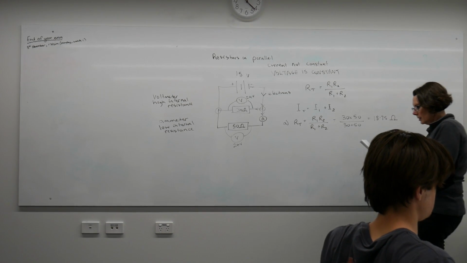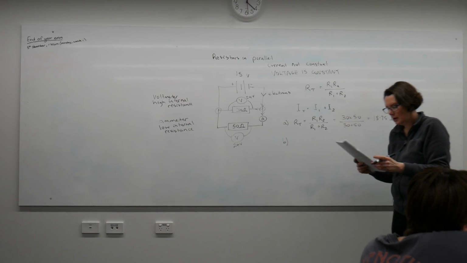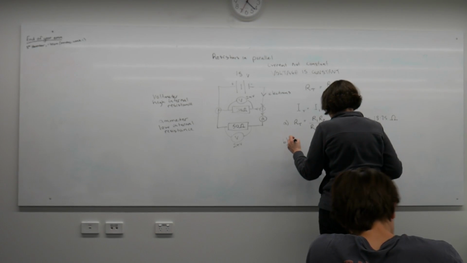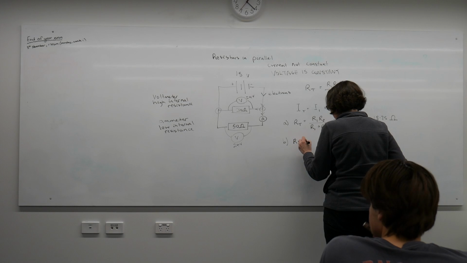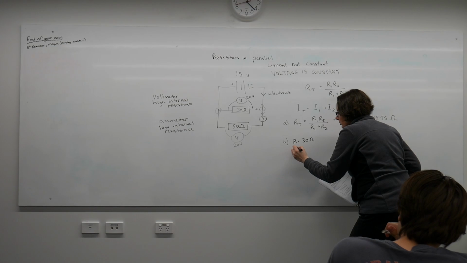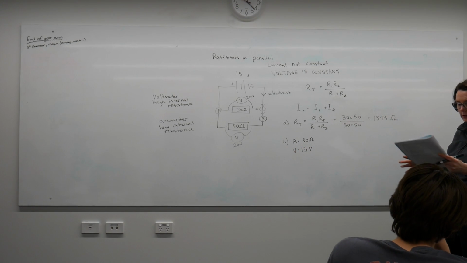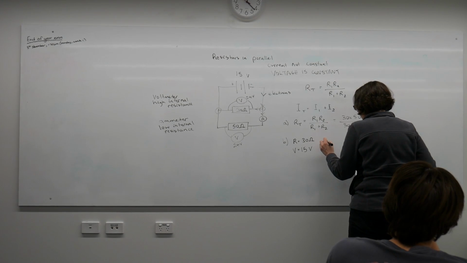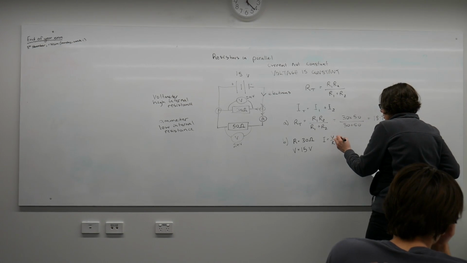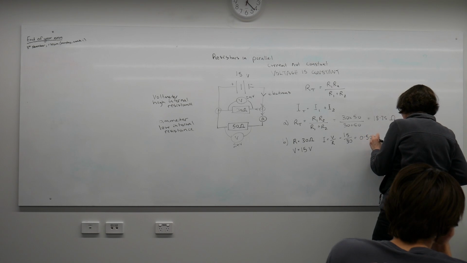Second, part B is the current. Now we want to firstly find the current through the 30 ohm resistor. So R is equal to 30 ohms. Remembering that the voltage is constant, so 15 volts for all of our resistors in this circuit. So I will equal V on R, which is 15 divided by 30, 0.50 amps.